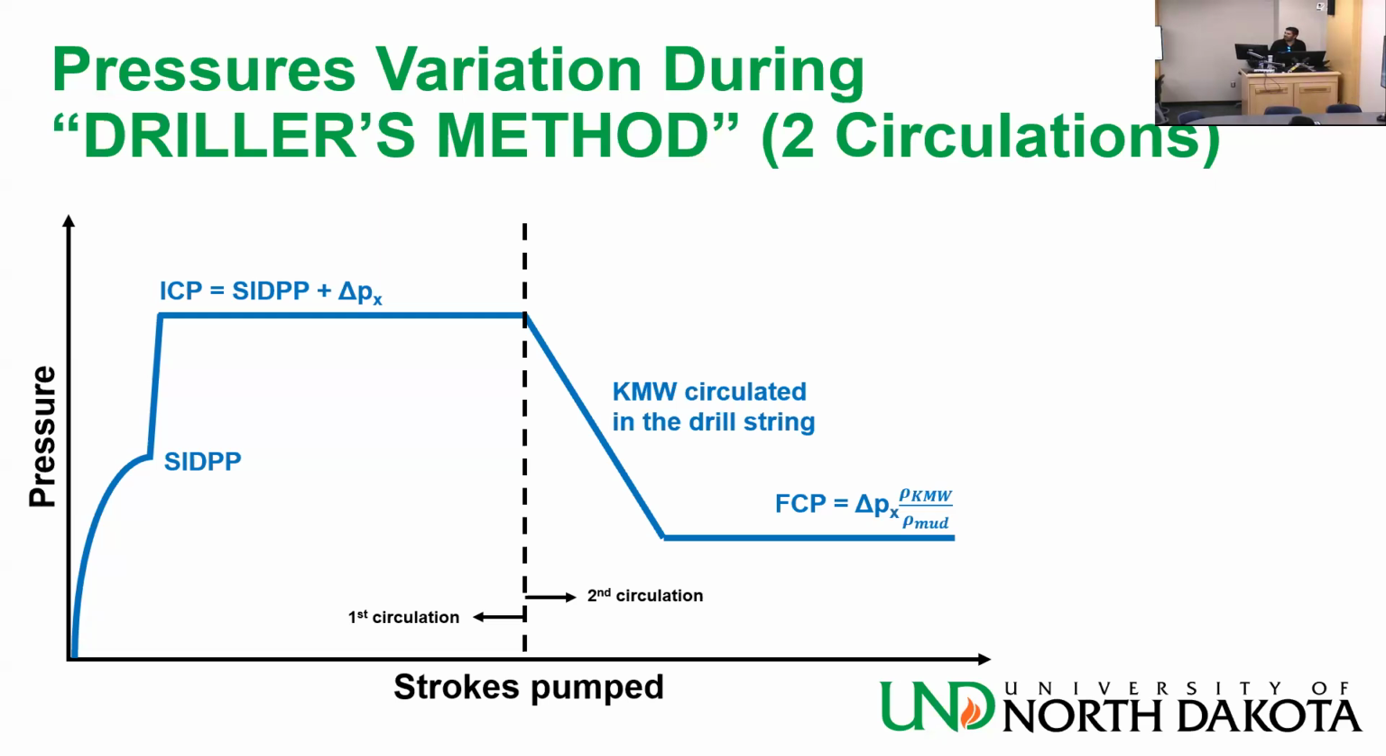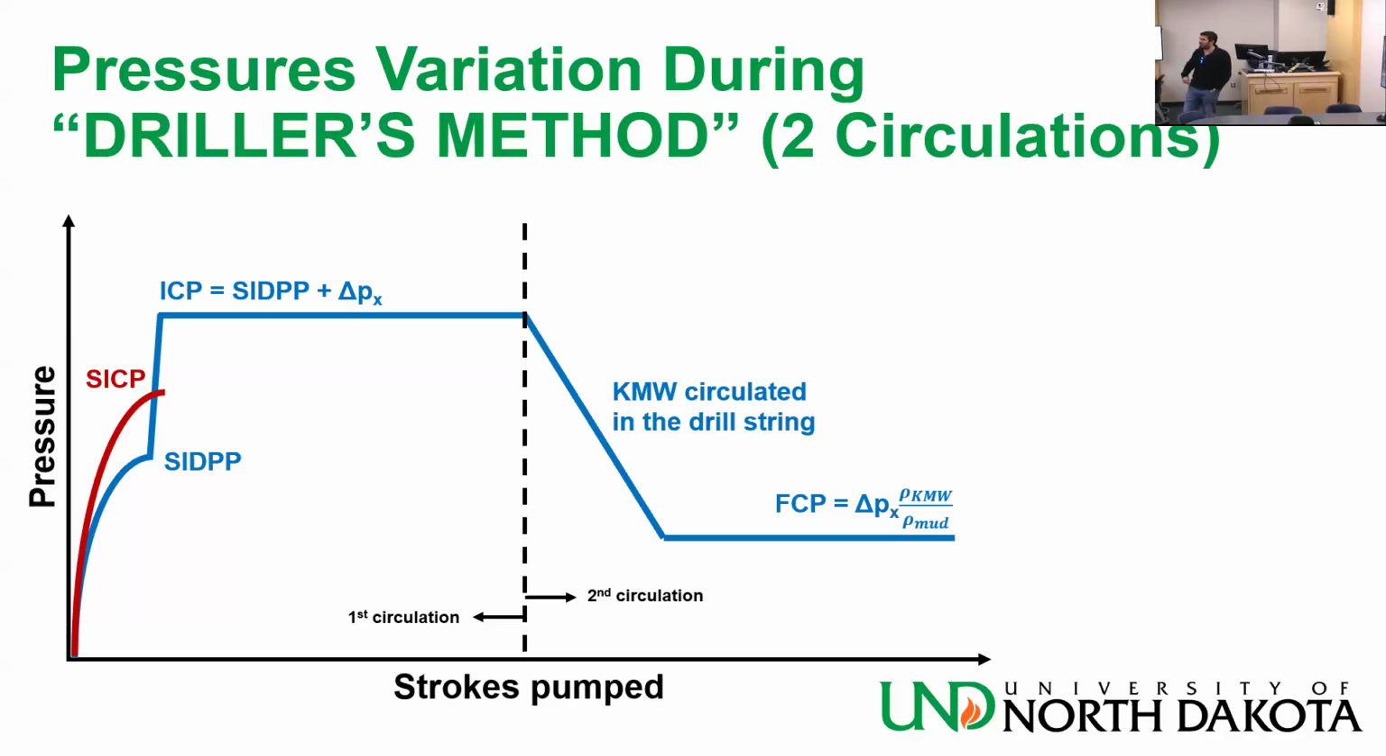How do you think the casing side is going to look? I start here at SICP. Why is SICP bigger than SIDPP? There's a kick there. Yeah, what kind of kick? Gas. Gas kick, which is less than the density of the mud.